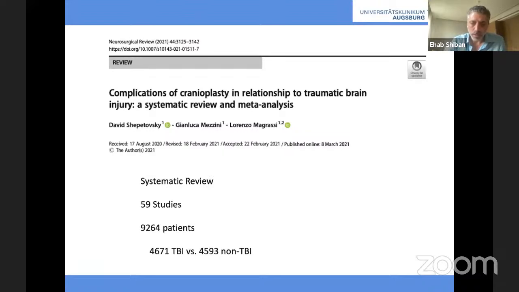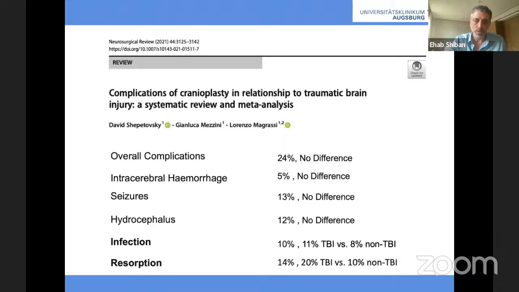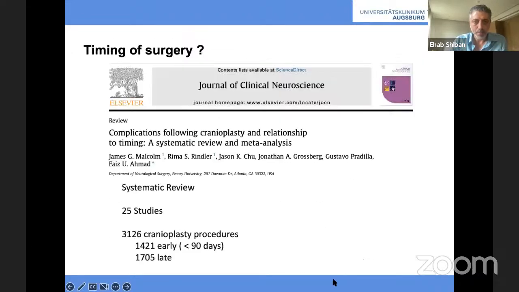Here, they looked at TBI versus non-TBI, to see if there are any differences with regard to cranioplasty complications. To make a long publication short, here are the numbers. Overall complications, no difference, but really high, 24%. Hemorrhage, no difference. Seizures, no difference. Hydrocephalus, no difference. But in TBI, we had more infections. Notice 11 versus 8%, and resorption of bone was more often seen in TBI versus non-TBI patients. So here again, the 20% bone resorption is still the same number we see over and over again.